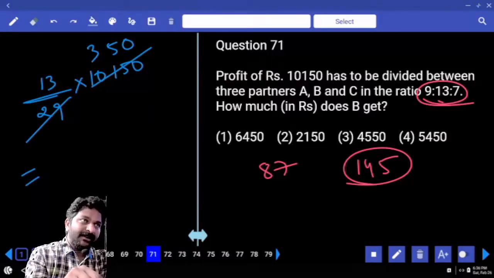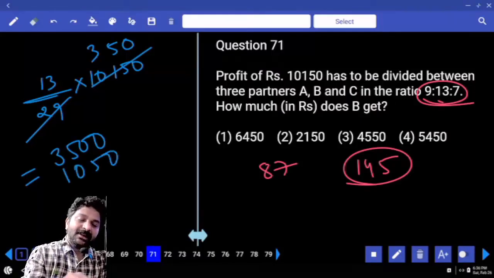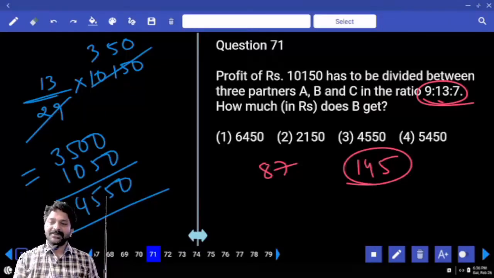350 13 times we have to take. 350 10 times. 350 3 times 1050. Sum 4550. Third option answer.